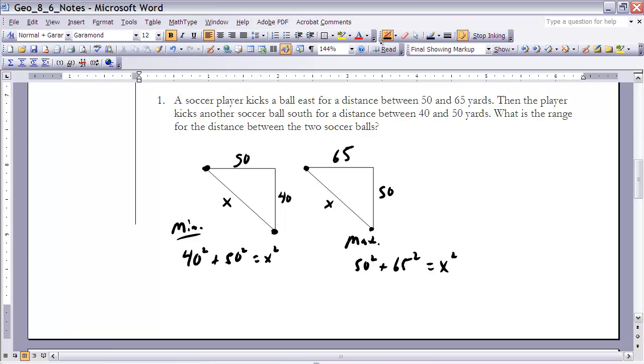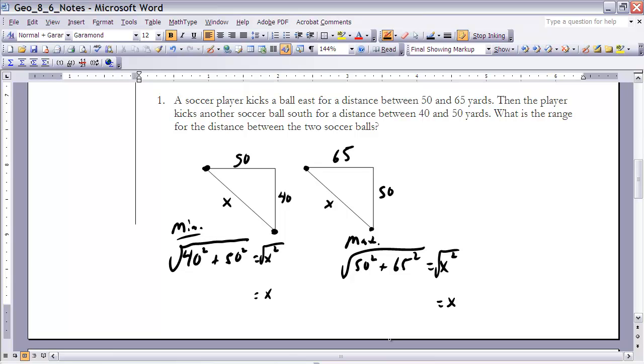Okay? So to solve those, to get x by itself, what I need to do is take the square root of it. So I need to take the square root of 40 squared plus 50 squared to find what that minimum distance would be. The same thing applies over here. I take the square root of both sides, and this is going to give me x. Now I have the square root of 50 squared plus 65 squared. So I need to do both of those on my calculator to come up with my answer.